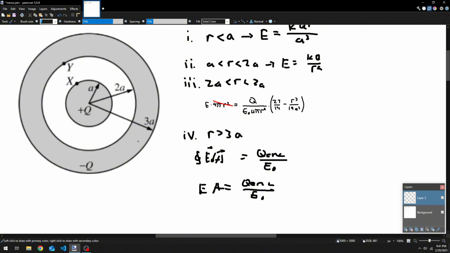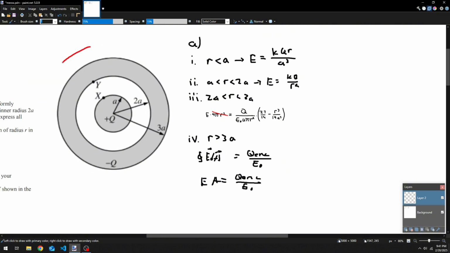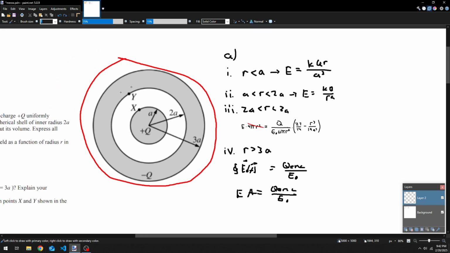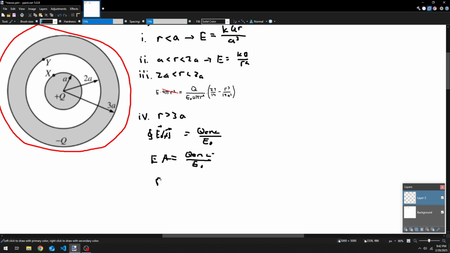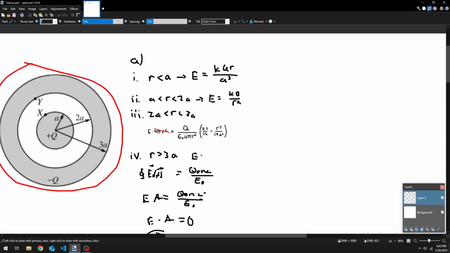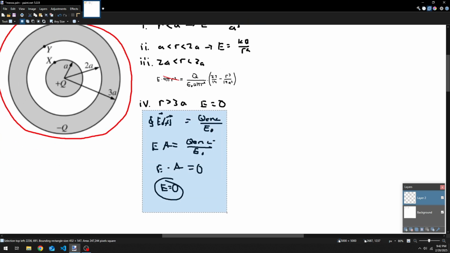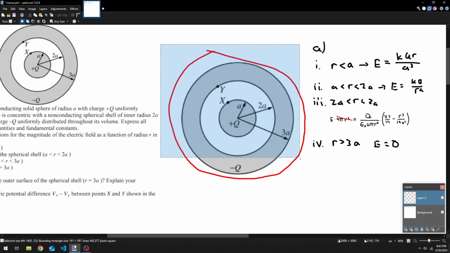Okay, so basically, when we look at this, the Gaussian surface is going to be something like this. The charge enclosed by this Gaussian surface is plus Q minus Q. So this equals 0, meaning E times A equals 0. And this area is a number, so this E must be 0. So we can just say E equals 0. That's the final answer for this question. And then we can move on to the next ones.